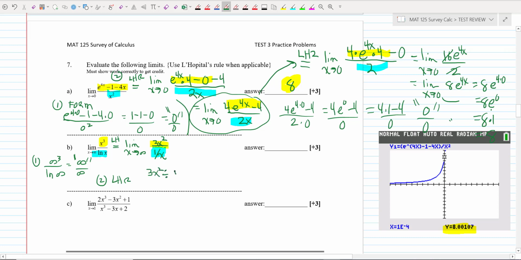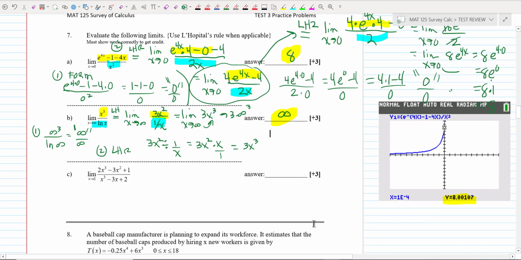This is just saying 3x squared is being divided by 1 over x, so therefore it's 3x to the second times x over 1. You're multiplying by the reciprocal, so that's 3x to the third. All right, now what we're going to do is try the limit now. So we'd have the limit as x goes to infinity of 3x to the third. Well, if you plug in infinity now, this just gives you 3 times infinity to the third, which is infinitely big. So that means that limit is going to go to infinity.